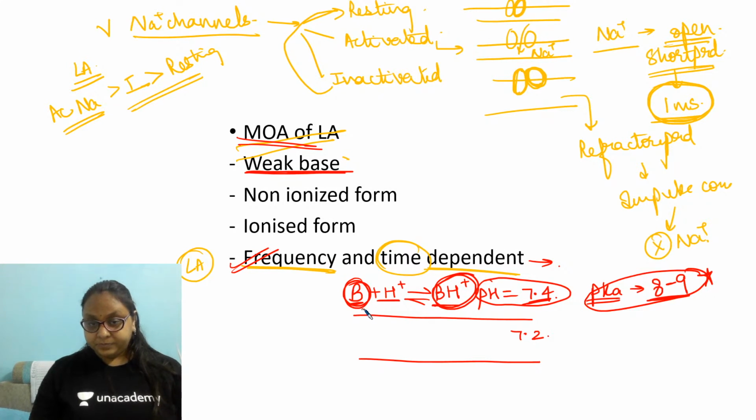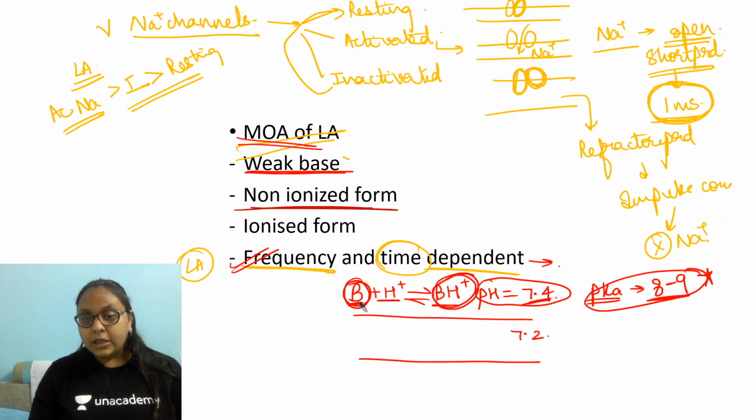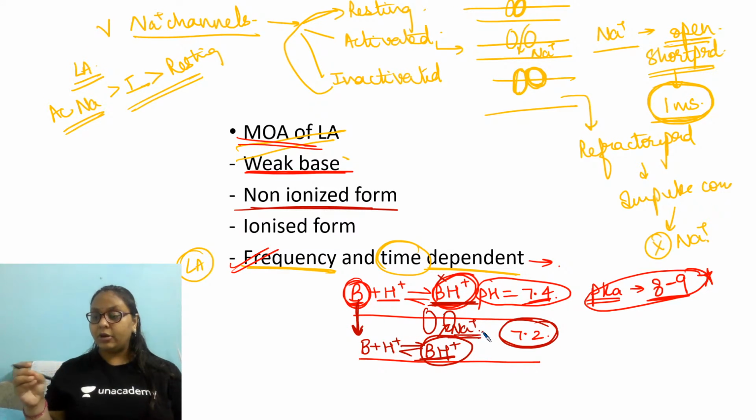But in which form can any drug penetrate any membrane? That is in the non-ionized form, okay. So the local anesthetic can penetrate the membrane in the non-ionized form; it cannot penetrate in the cationic form, okay. Once it has penetrated the membrane, here the pH is 7.2, okay. It will act with the hydrogen ion and convert into the cationic form, and it is this cationic form which blocks the sodium channels, which blocks the inner gate of the sodium channel.